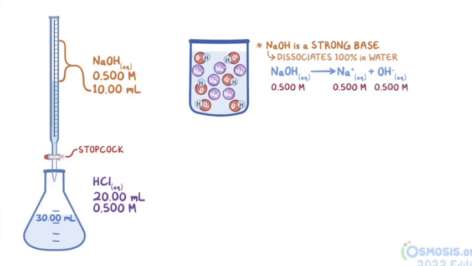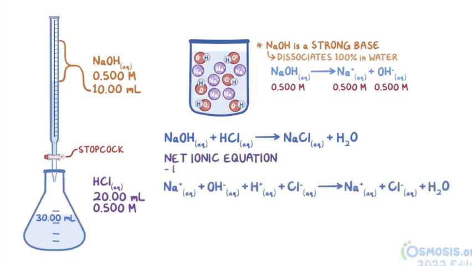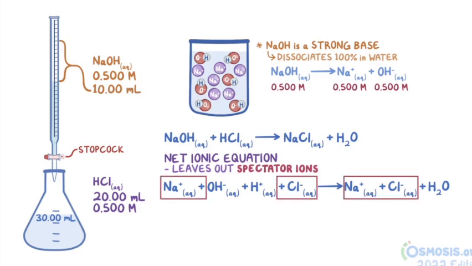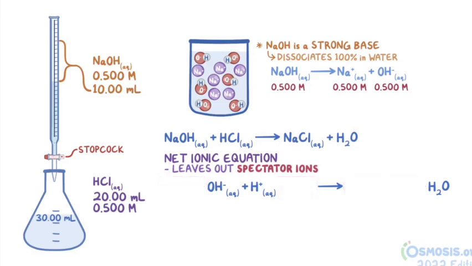Let's write an equation for the acid-base neutralization reaction that is occurring. An aqueous solution of sodium hydroxide reacts with an aqueous solution of hydrochloric acid to form water and an aqueous solution of sodium chloride. The net ionic equation leaves out all of the ions that don't participate in the reaction. These ions are called spectator ions. Since sodium and chloride ions are present in solution both before and after the acid-base reaction, they are the spectator ions. Therefore, we can take out the spectator ions to give the net ionic equation of OH- plus H+ goes to H2O.